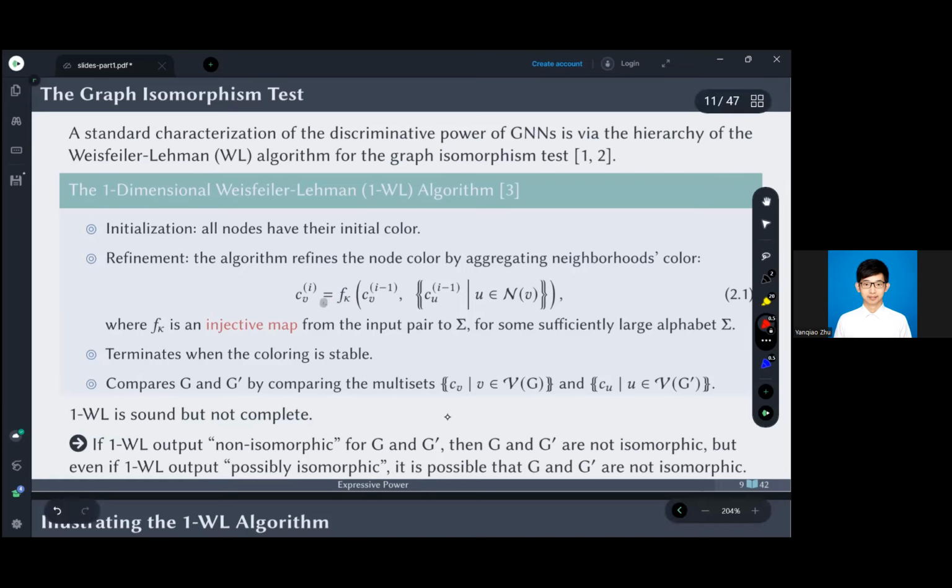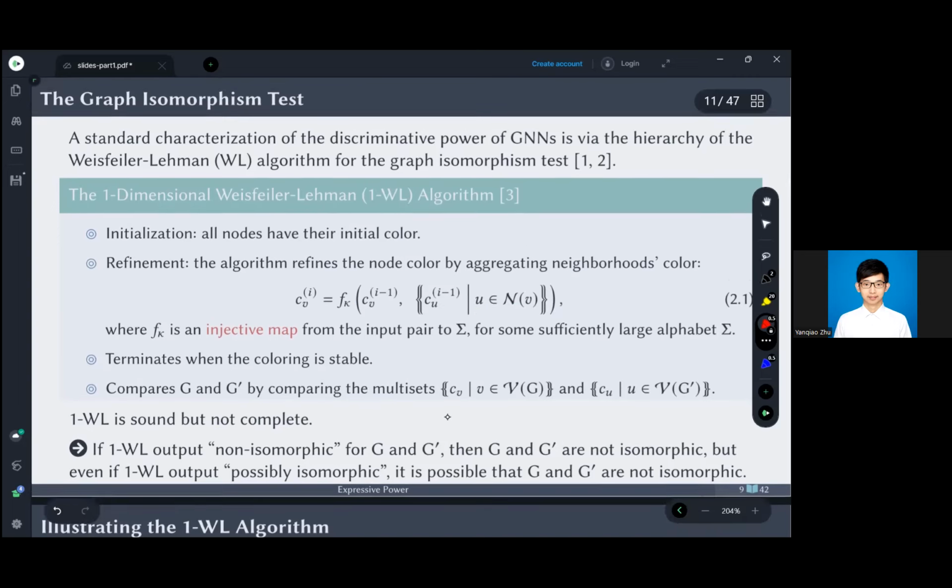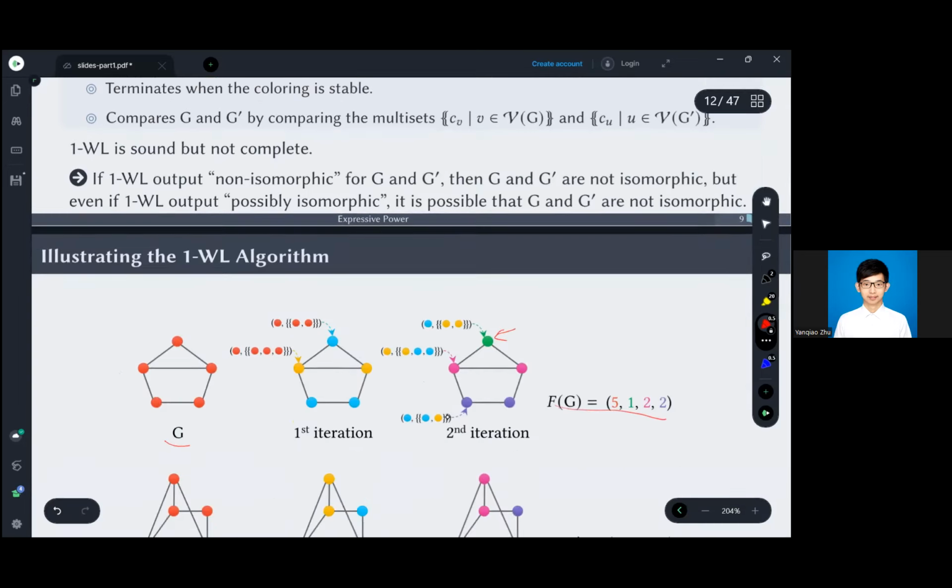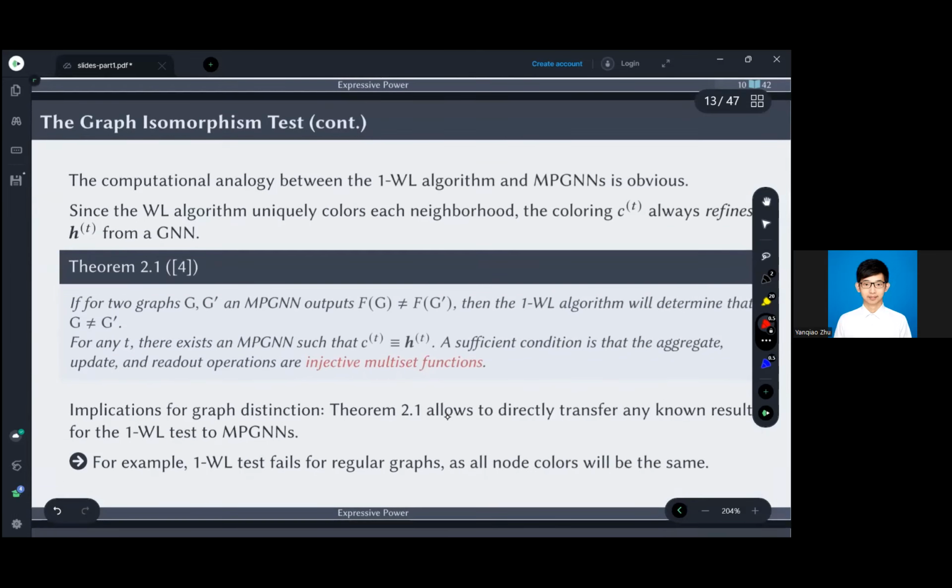Another thing I would like to mention is that here we are using a multi-set representation of the neighborhoods. The difference between a multi-set and a plain set is that in a multi-set we allow one element to appear multiple times, unlike a plain set, where each element can appear only once. Okay, so this is the one-dimensional isomorphism test. It is very obvious that our graph neural network model operates in the same way as the one-dimensional Weisfeiler-Lehman test.